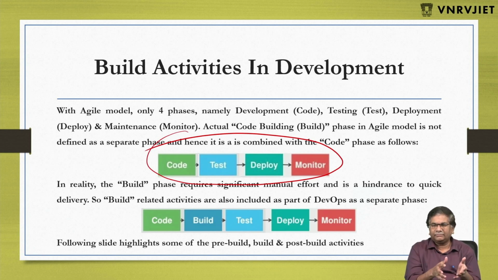Coding depends upon human beings, but as part of coding, before going to the build part, code reviews and other things also need to happen. I will talk about that a little later, but that also has to be automated. All these things we are going to discuss now. The build process actually requires significant manual effort and is a hindrance to quick delivery. So what DevOps does is make build a separate part of this DevOps chain: code, build, then test, deploy, and monitor.